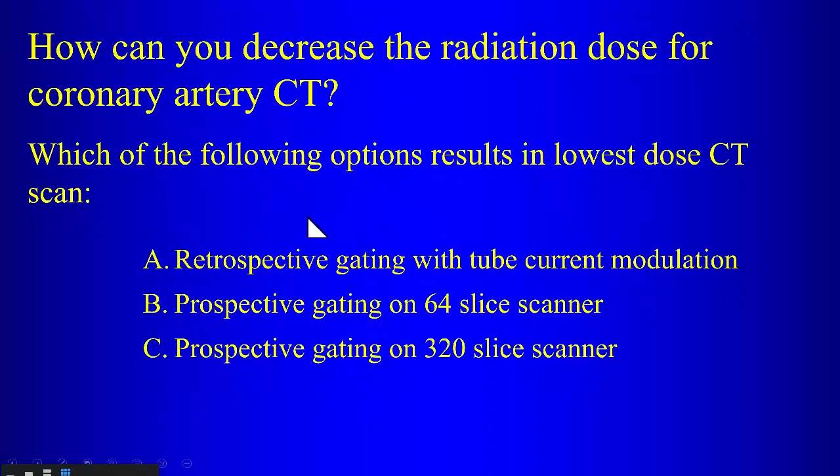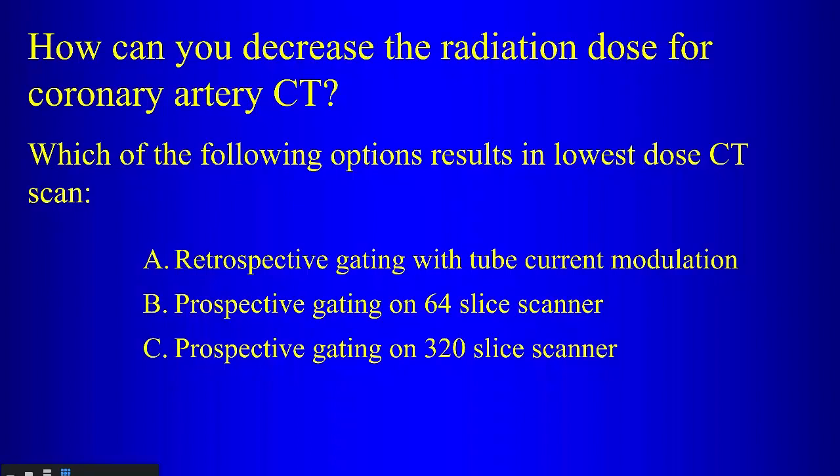Okay? Now, what can we do to reduce the radiation dose from coronary CT? If I gave you these three options and I said, which one of these three options would give you the smallest dose for a CT scan, which option would you guys pick if this was an exam question?